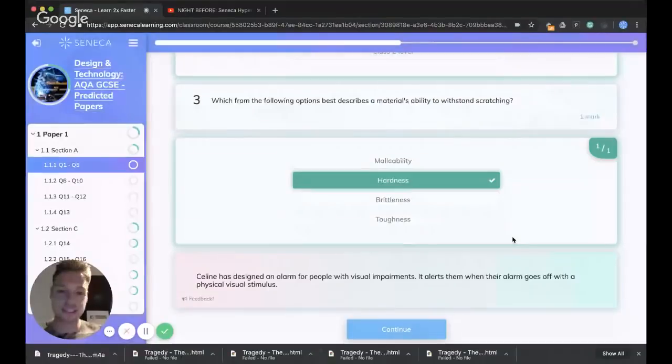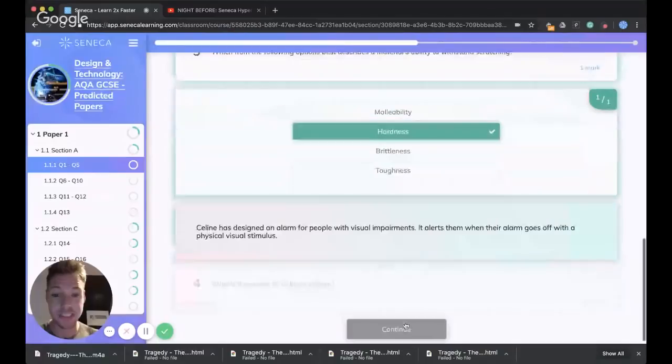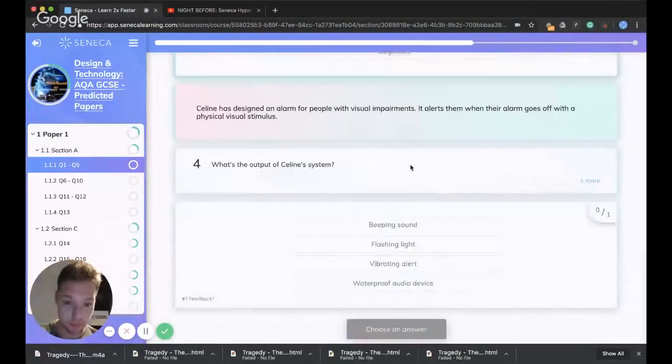So next, Celine has designed an alarm for people with visual impairments. It alerts them when the alarm goes off with a physical visual stimulus. So what is the output of the system? Let me know, what is the output of the system? If the alarm goes off with a physical visual stimulus and it alerts them via, what's it going to be? Let me know in the chat. Okay, whoever said light, I thought that was the photochromic pigment answer.